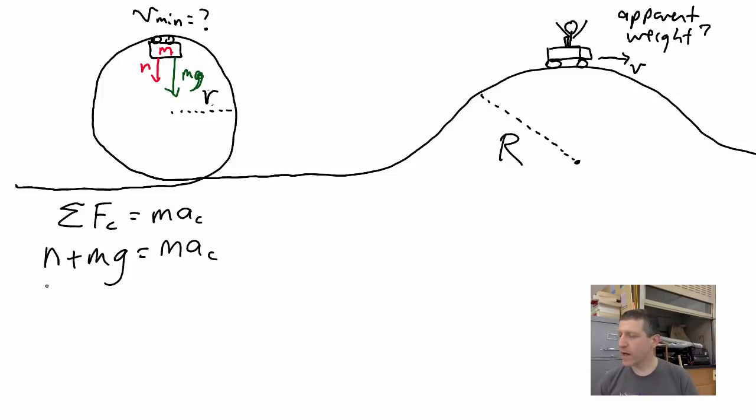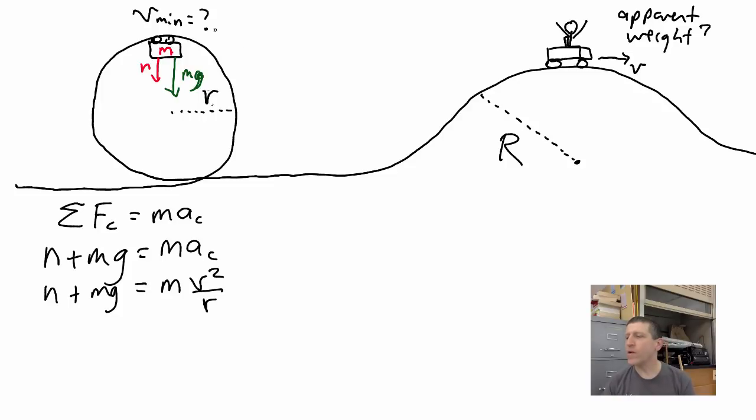Getting even more specific, N plus mg equals M, and A_C, the centripetal acceleration, may not be the overall acceleration if there's tangential acceleration, but at least the centripetal acceleration will be v squared over r. Now the question is, what is the minimum speed necessary to keep this going in a circle?